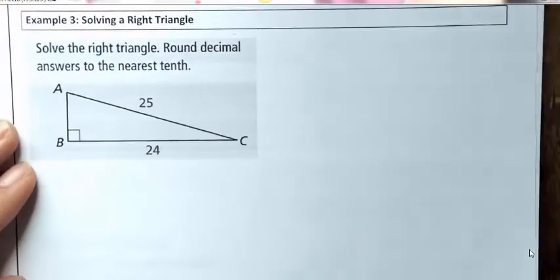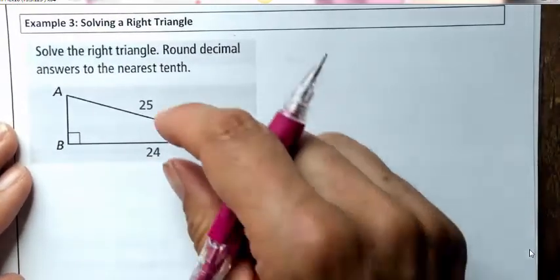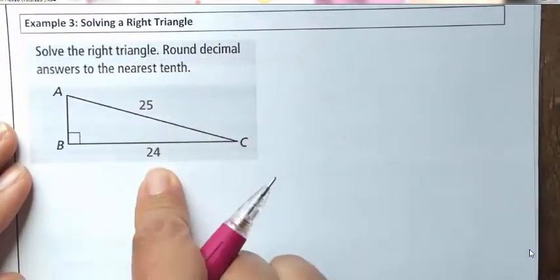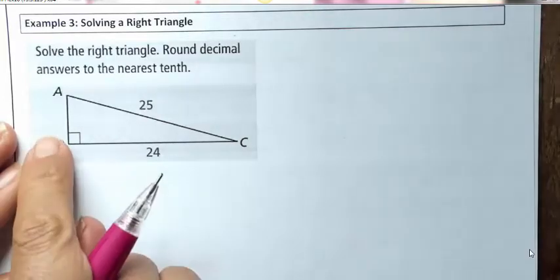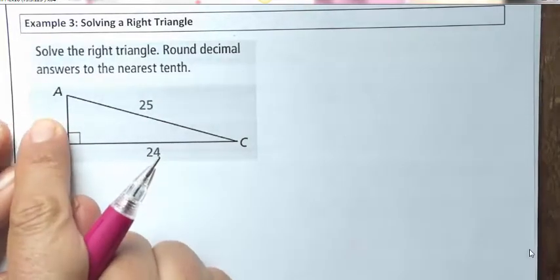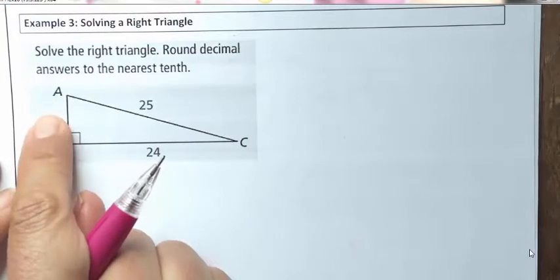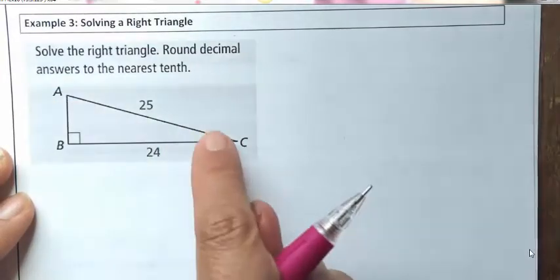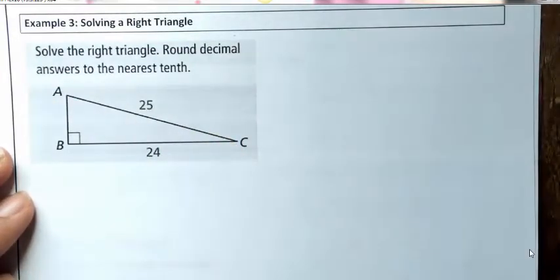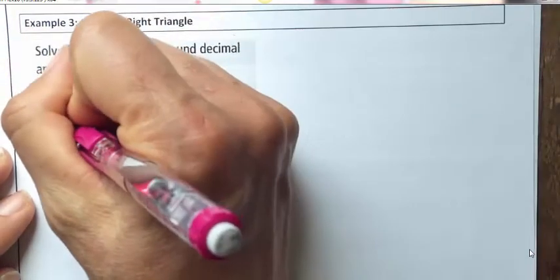So you can see down here in example 3, we have two of the side lengths. We have the hypotenuse and one of the legs, but we don't have the second leg, so we don't have the third side, and we also don't have the two acute angles. So we're going to solve this right triangle by solving for all three of those things.